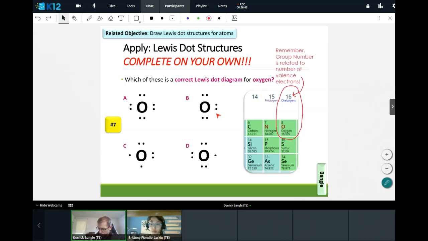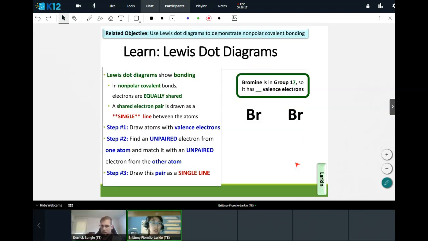Let's work quickly. Okay, so let's go ahead and talk a little bit about how we can actually use this in Lewis dot diagrams now. So Lewis dot diagrams can actually be used to also show bonding, and we can show electrons being equally shared in this. So for example, bromine is in group 17. So again, tell me in the chat, how many valence electrons should it have? How many valence electrons should it have? Yes, absolutely. It should have 7.